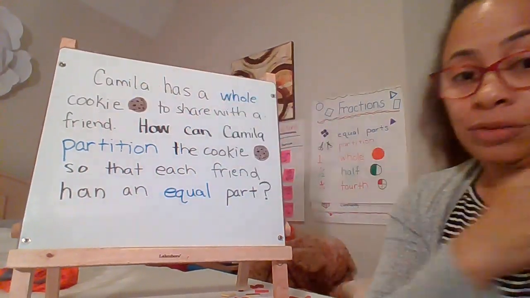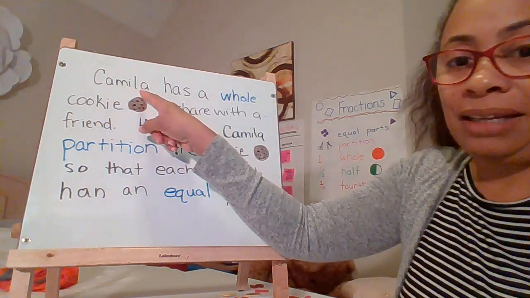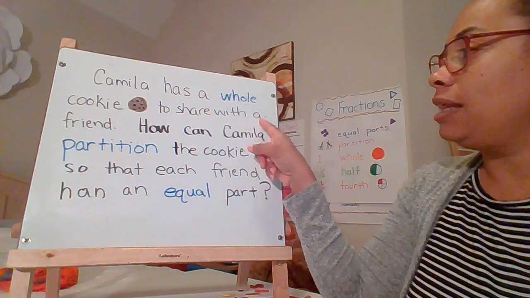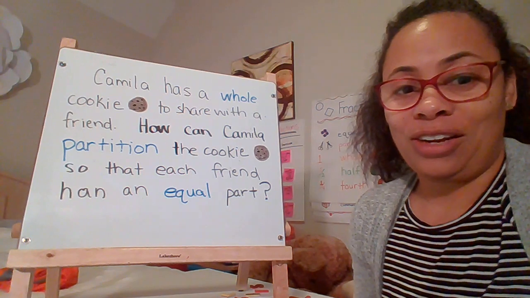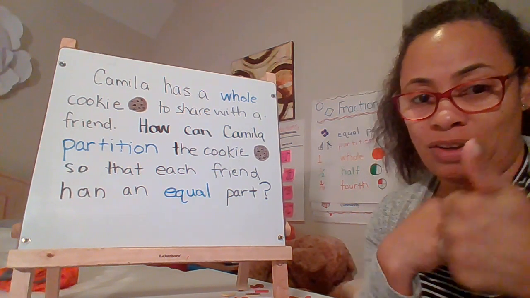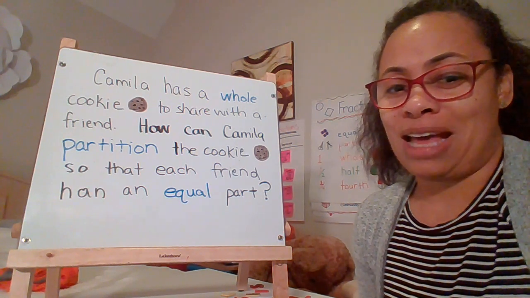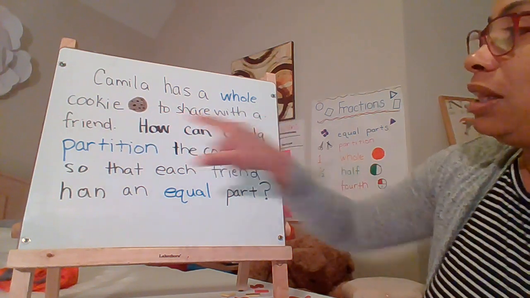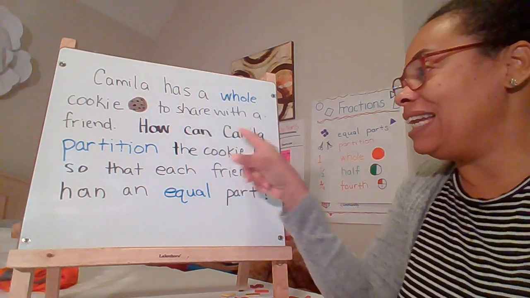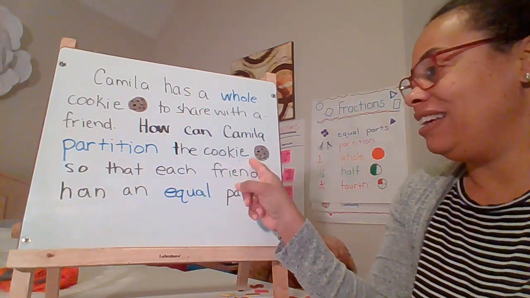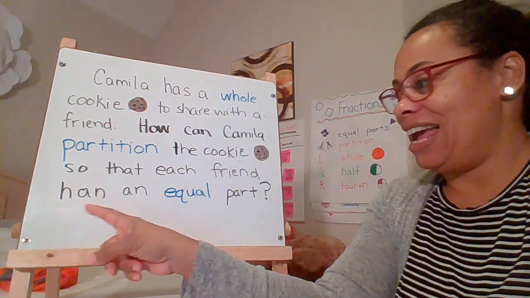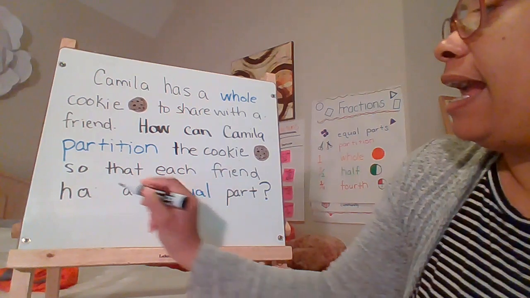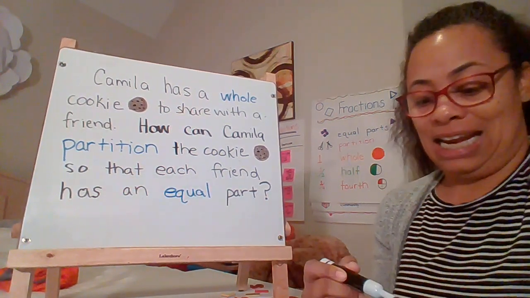This says, and please read with me. Camila has a whole cookie to share with a friend. So as I'm reading, you're going to hear vocabulary words. And when you do, give me a signal, give me a thumbs up every time you hear one of our new math vocabulary. Awesome. Camila has a whole cookie to share with a friend. How can Camila partition the cookie so that each friend has an equal part? I spelled a word wrong there. So that each friend has an equal part.